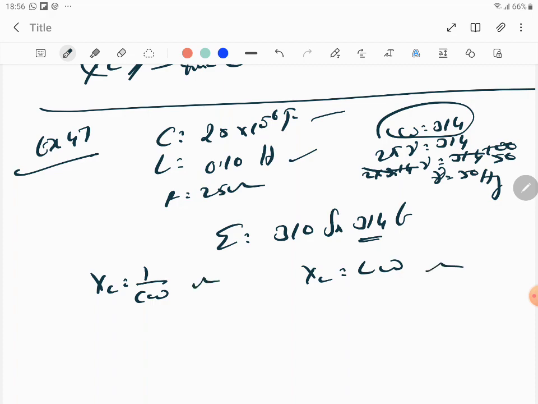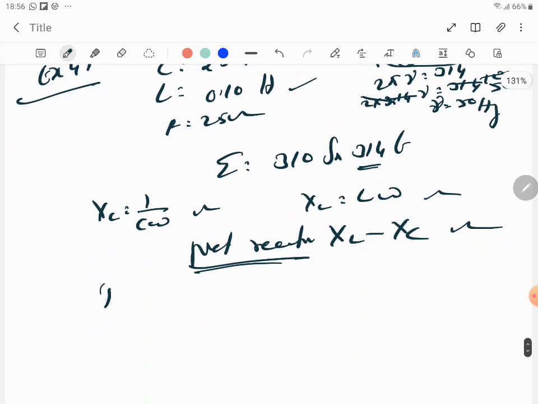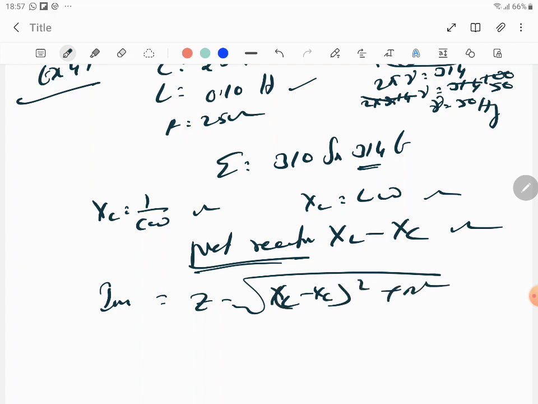What is next? What is the net reactance of the circuit? They're asking you to find the net reactance, which will be XL minus XC or XC minus XL, whichever value is bigger. When you calculate, you will know. That's known as the net reactance, which will be given in ohms. Then they're asking for impedance. You know the formula: Z is equal to root of XL minus XC the whole square plus R square. Just substitute the values, you get that.